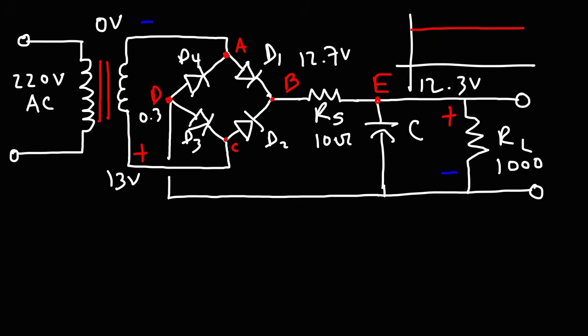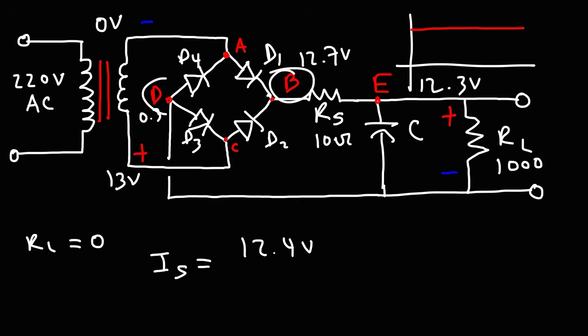That is, if we have a short across the output. That is, if the load resistor drops to 0. If that happens, the potential at E and D will be the same. So the voltage across RS will now be 12.7 minus 0.3 or 12.4. So the maximum current flowing through RS will be 12.4 volts, the potential between B and D, divided by RS, 10 ohms. This is the value you need to pay attention to.